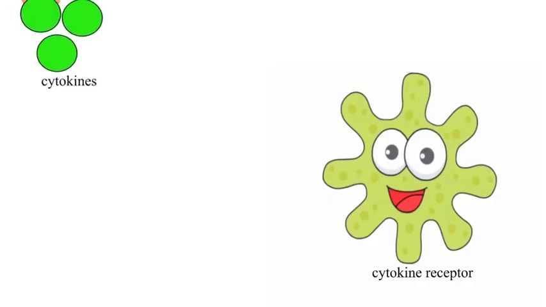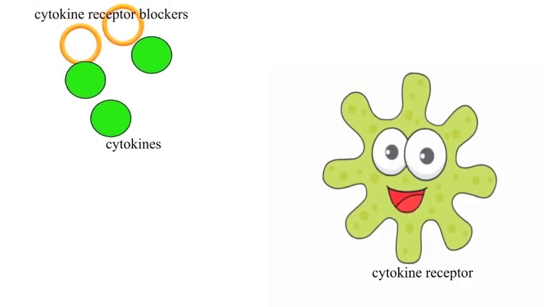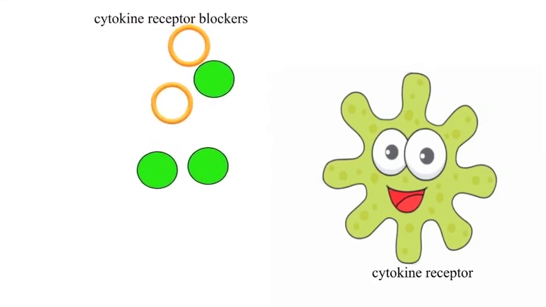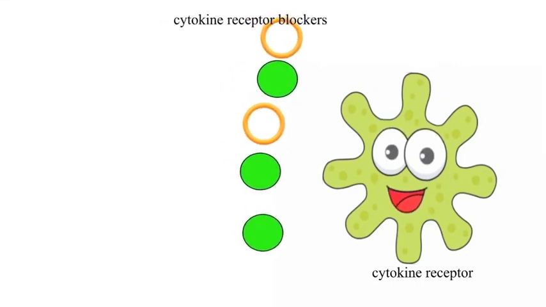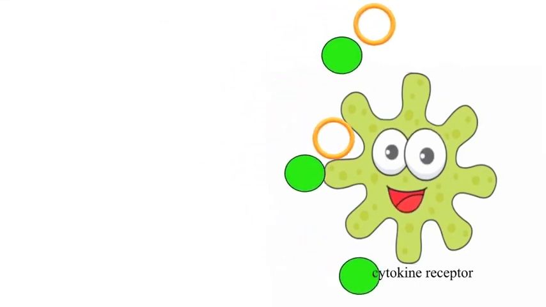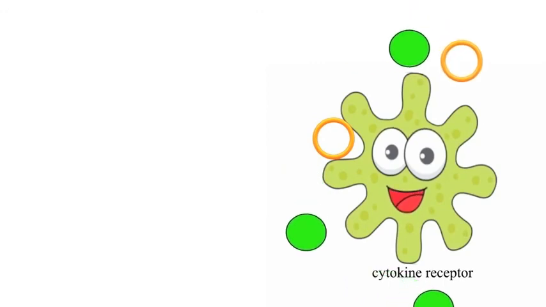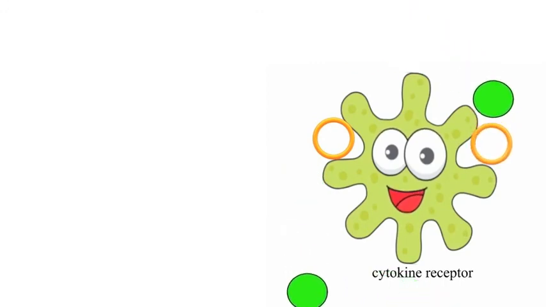Interleukin receptor blockers competitively bind to the interleukin receptors and inhibit the actions of interleukins. For example, interleukin 10 is an anti-inflammatory cytokine. Interleukin 10 receptor blockers competitively bind to the interleukin 10 receptors and inhibit their action.